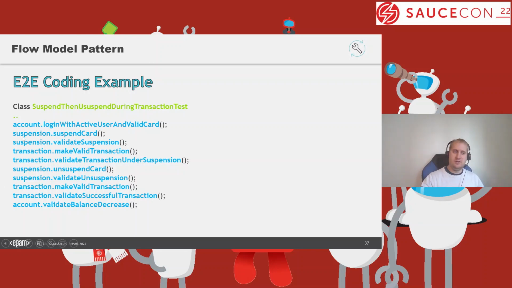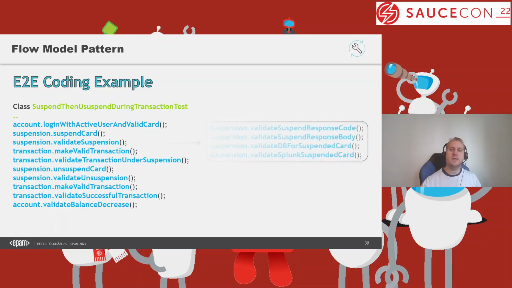Now a big difference compared to the previous example is that now it's not just one flow model that is being leveraged, but a couple of those. And so first you, of course, log in with the active user and valid card. You make the suspension, validate the suspension, then you do the transaction, validating that, then you unsuspend the card, validate the unsuspension, make the transaction, now it's a valid one, and then you can validate that the balance actually decreased.